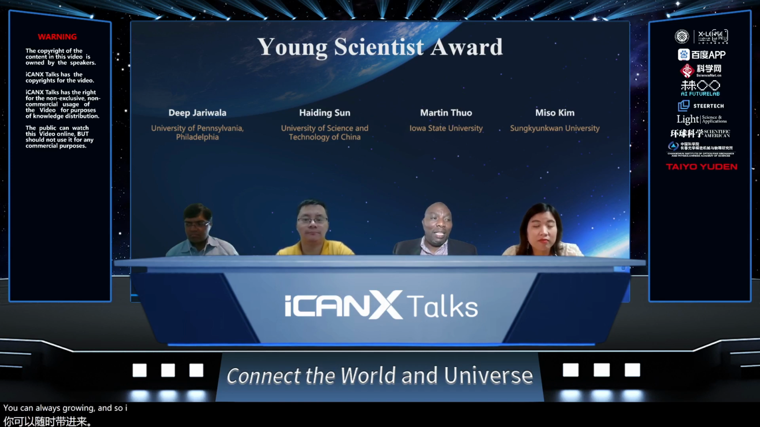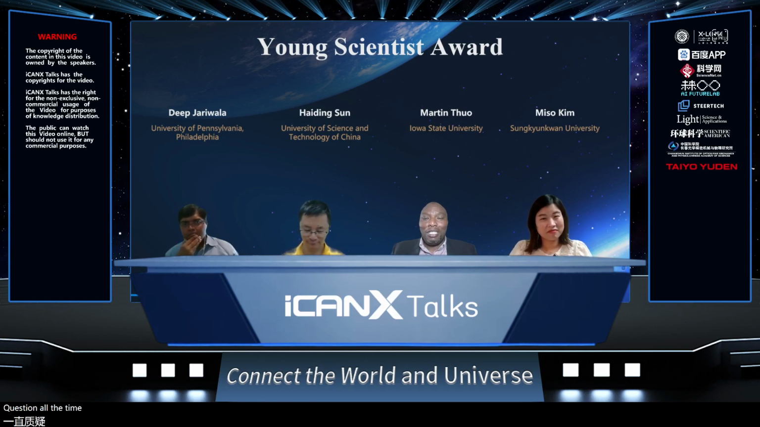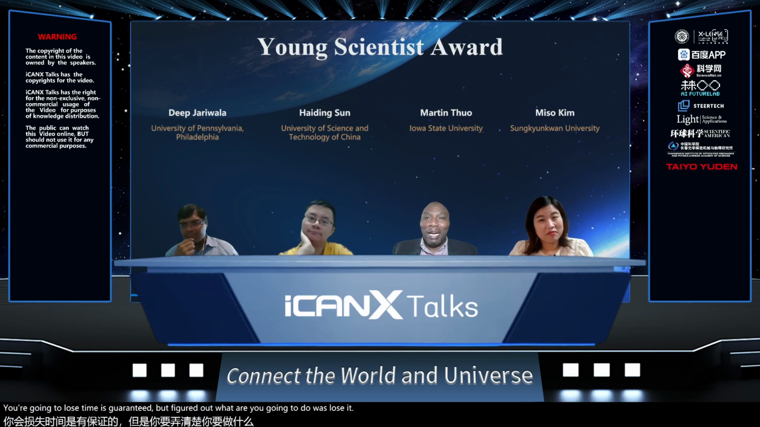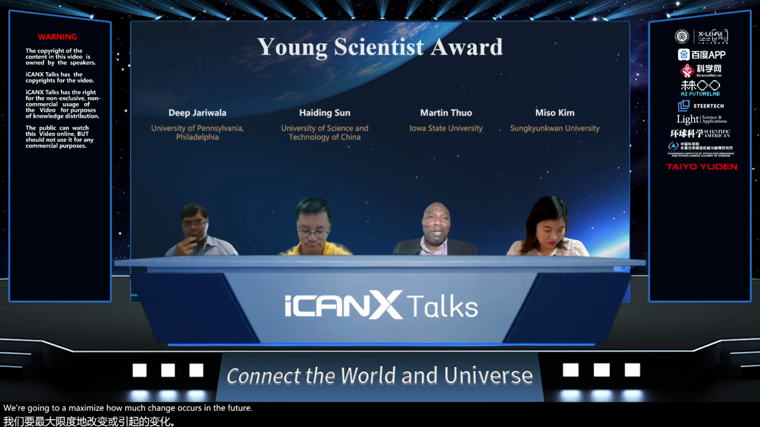So I would say those are the 4 points. Resources, look for cognitive diversity, question all the time. You're going to lose time, it's guaranteed, but figure out what you're going to do as you lose it and maximize your entropy, not just by reading, but also putting people around you who are going to maximize how much change occurs in your thinking. That's what I tell my student.